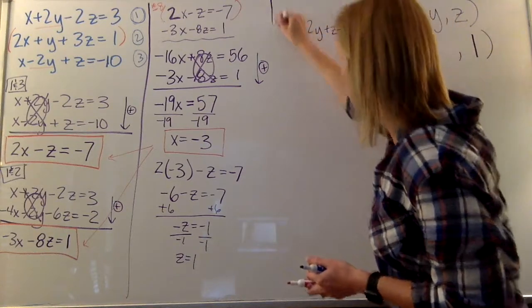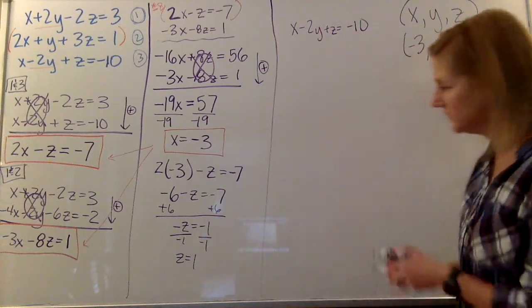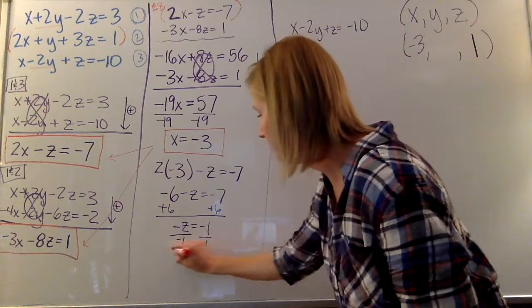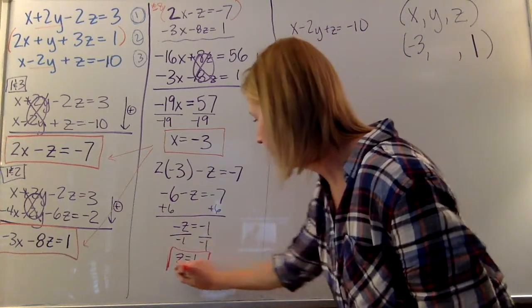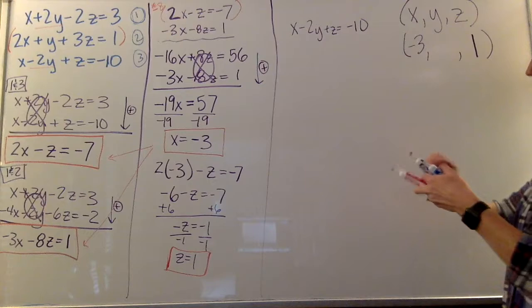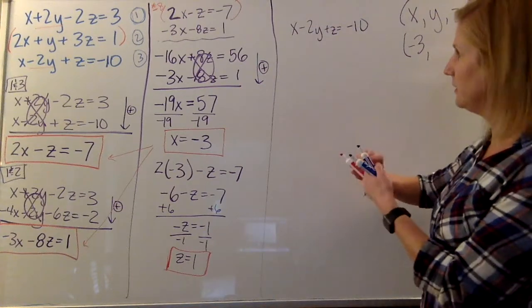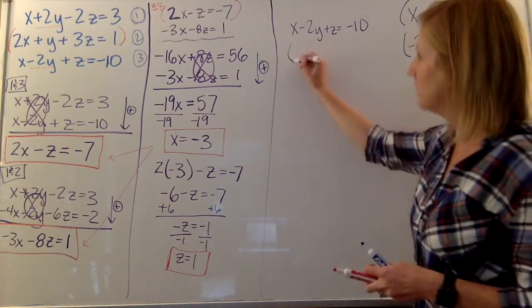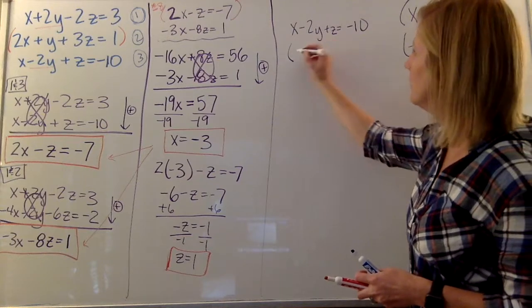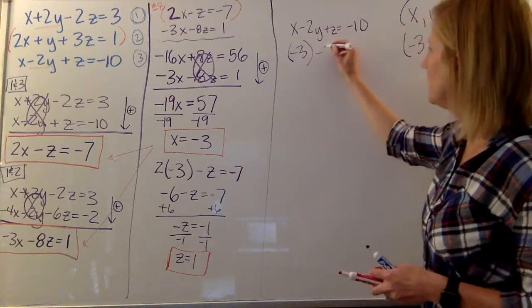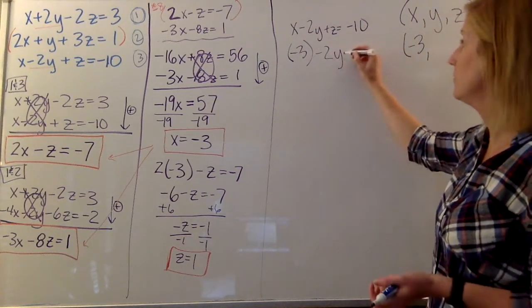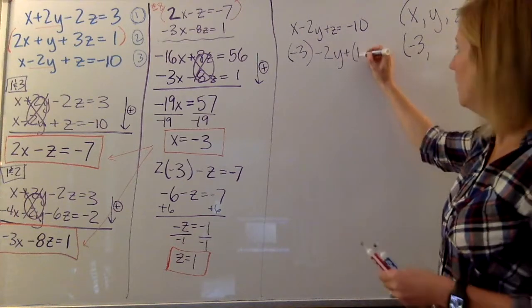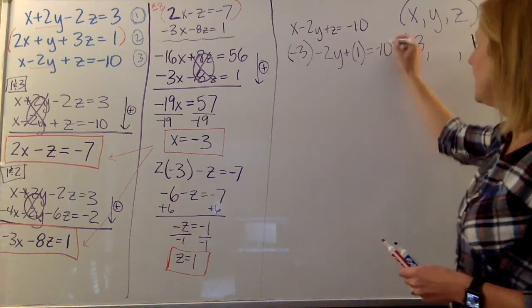I'll draw my line so you don't get confused as to where I'm going here. And I will also highlight the fact that we got z equals 1. So I'm plugging in my x value in for x here. So that's going to be negative 3 minus 2 times y, because that's what I'm looking for, plus z, which is 1, equals negative 10.